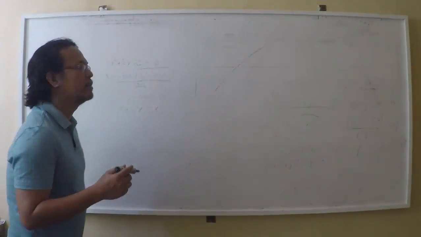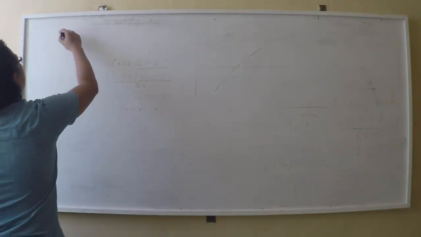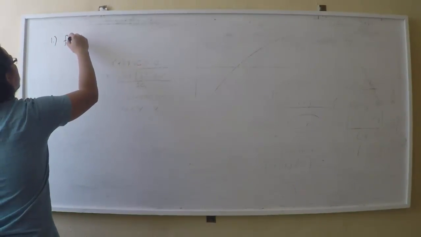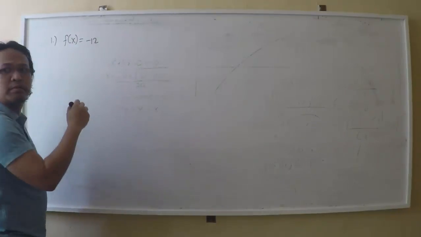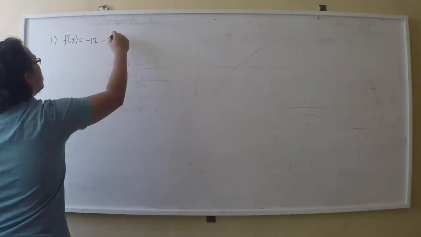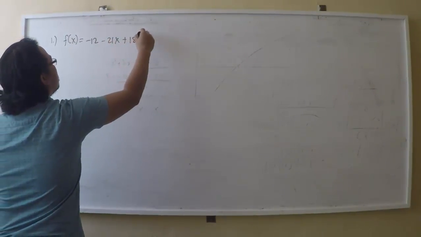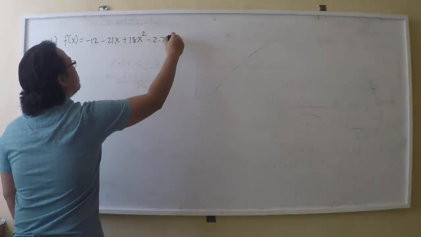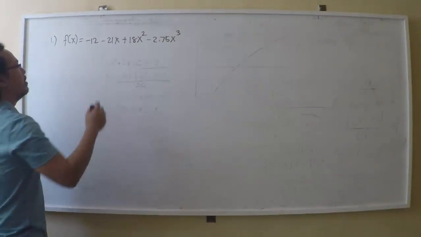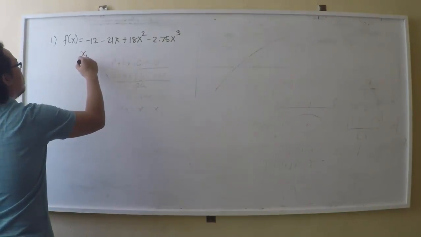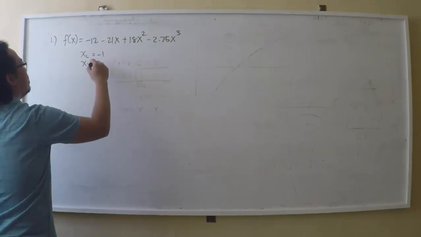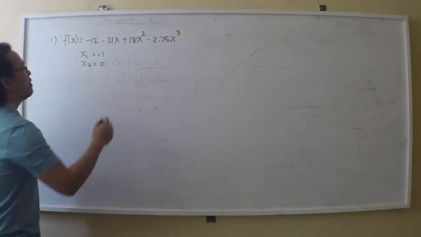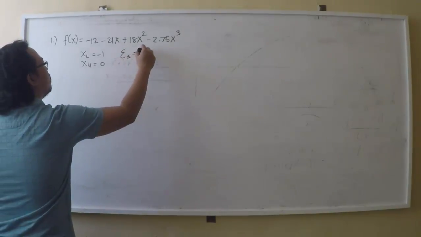Alright, our function is f(x) = negative 12 minus 21x plus 18x squared, then minus 2.75x cubed. And then we're going to use the XL and XU. This is negative 1 and this is 0. That is the lower boundary, and the stopping criterion is just 1%.